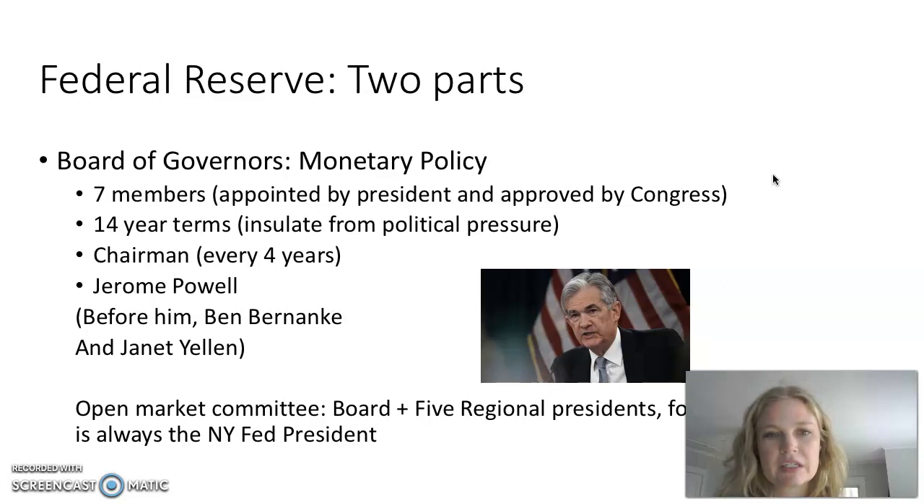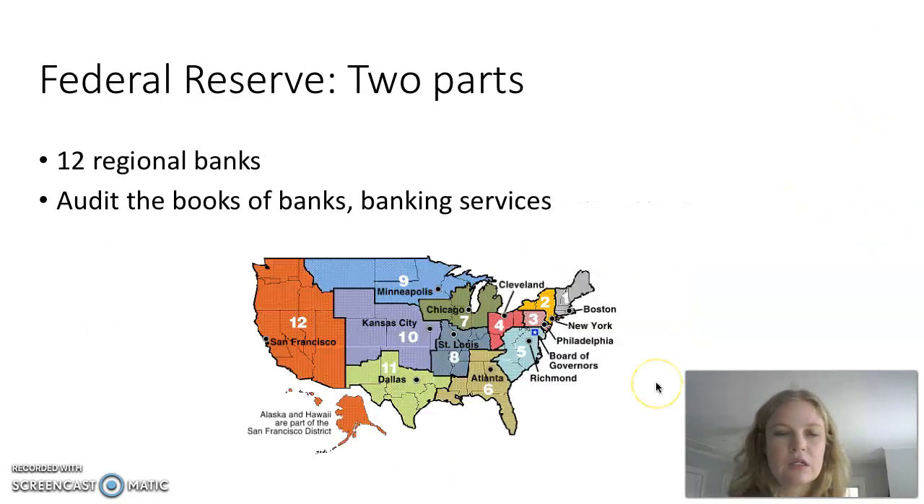So the Open Market Committee is made of the Board of Governors plus 5 regional presidents. 4 of these rotate, and one is always the New York Federal Reserve president. So these are the people making monetary policy decisions. So the Federal Open Market Committee is the group I care about. In addition, there's 12 regional banks. The job of these is to audit the books of banks and to provide banking services.